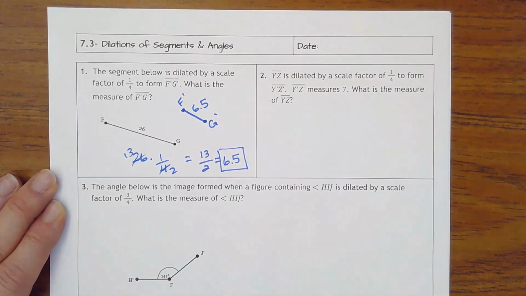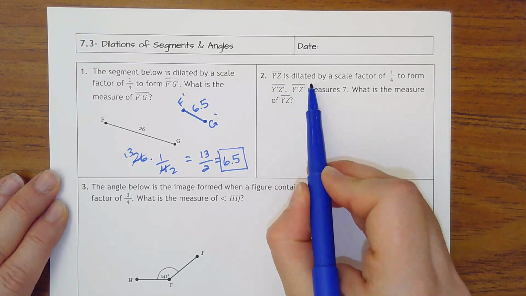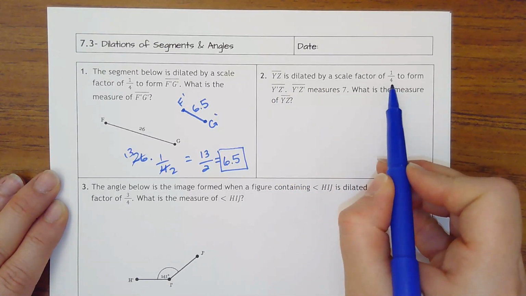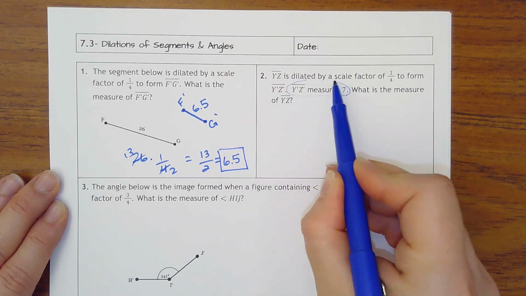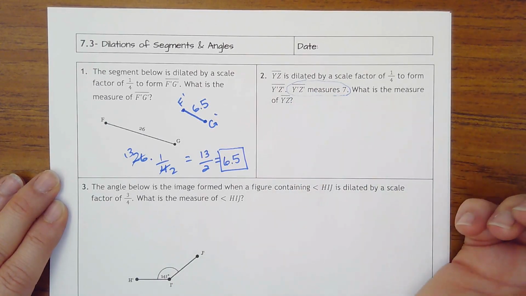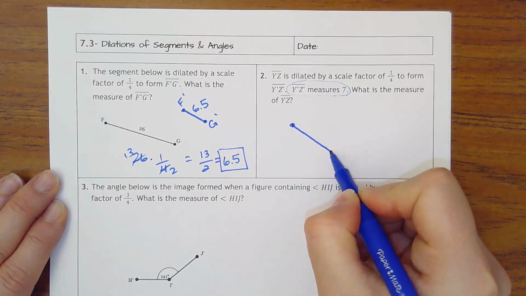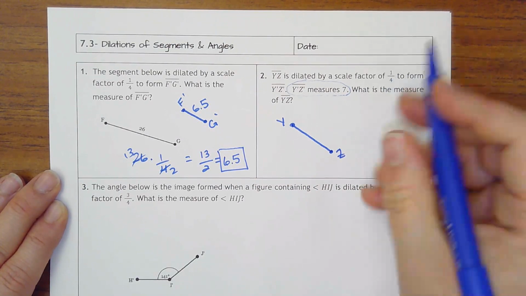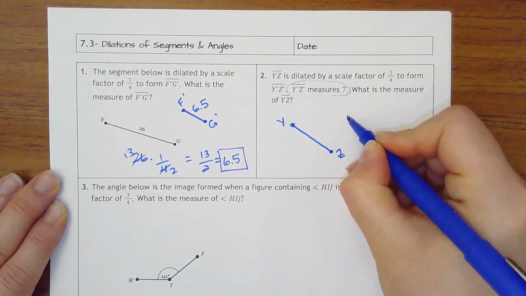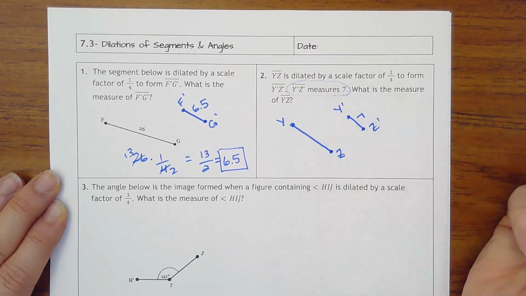Number 2, not tricky, but you have to make sure you read it correctly. YZ is dilated by a scale factor of 1/4 to form Y prime Z prime. Y prime Z prime measures 7. What is the measure of YZ? So now we don't know the original YZ, but we know it got taken times 1/4, so it will be smaller, and you got Y prime Z prime. And this one measures 7.